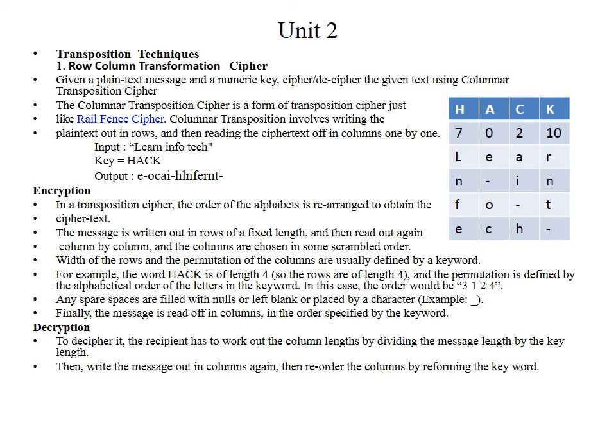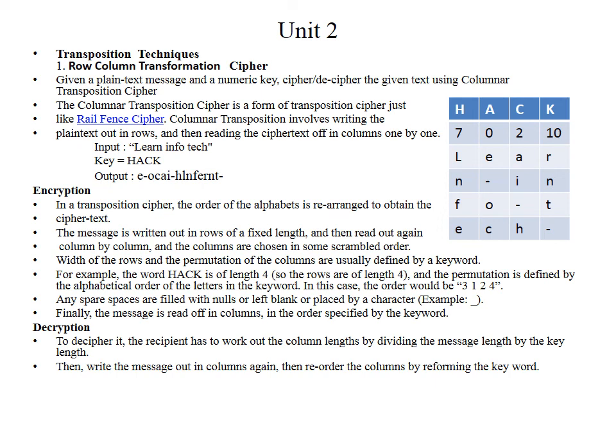Arrange this input L, E, A, R, N, dash. Dash is nothing but a space between two words. Then I, N, F, O, again there is a space between two words, and T, E, C, H. So in a transposition cipher, the order of the alphabet is rearranged to obtain the ciphertext. The message is written out in rows of fixed length, and then read out again column by column, and the columns are chosen in some scrambled order.